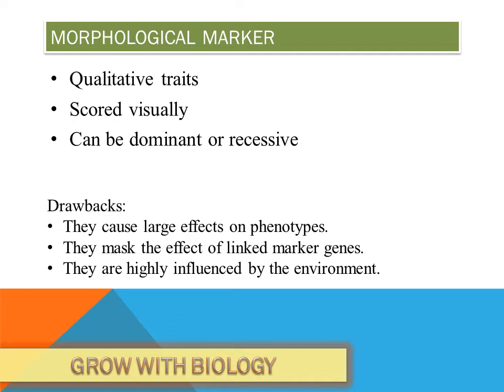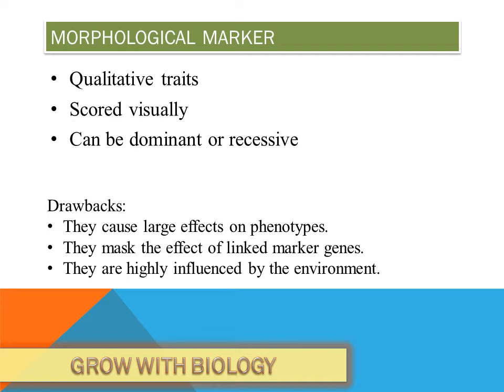Now it is a qualitative trait. Qualitative means its presence can be diagnosed. The next point is that it is scored visually. If you can visualize it, then it is expressive. So it is of two types: one is dominant and the other is recessive.